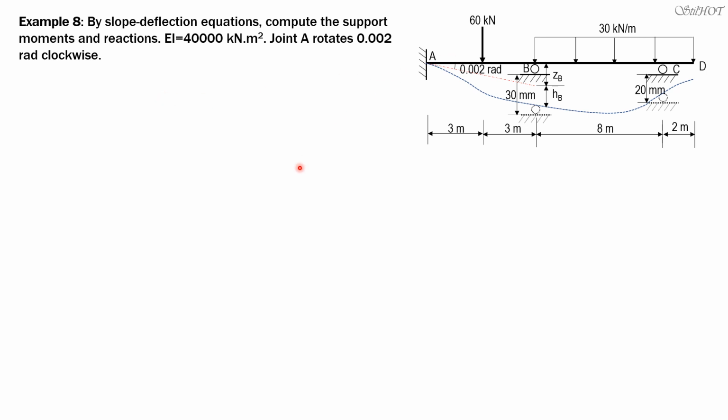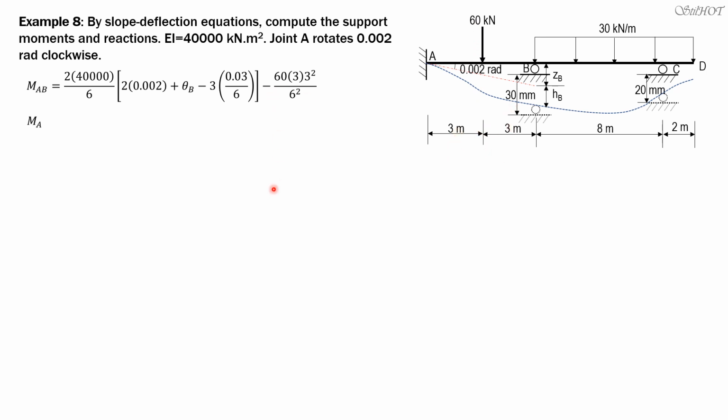Moment AB, because EI is 40,000, is 2 times 40,000 over L, which is 6, quantity 2 times 0.002, positive because it's clockwise, plus theta B, minus 3 times delta. Delta is 0.03 meter divided by L, 6, and this is treated positive because the rotation of the chord is also clockwise from slope deflection equation conventions. Then plus the fixed moment at A, which is negative from sign convention, so negative 60 times 3 square over L square, which is 6 square.